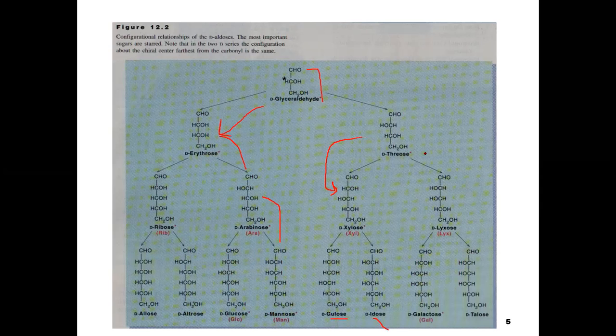So here you can see from the aldehyde compound we are getting this one erythrose, and this is the threose. From the erythrose we are getting the ribose and the arabinose, and from this we are getting the allose and altrose molecules.